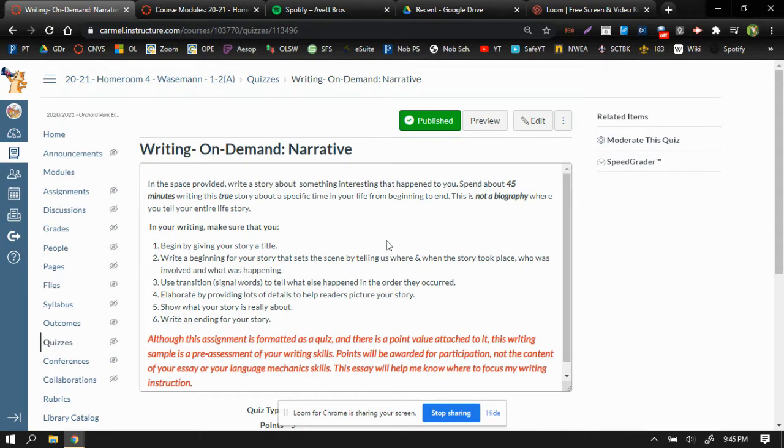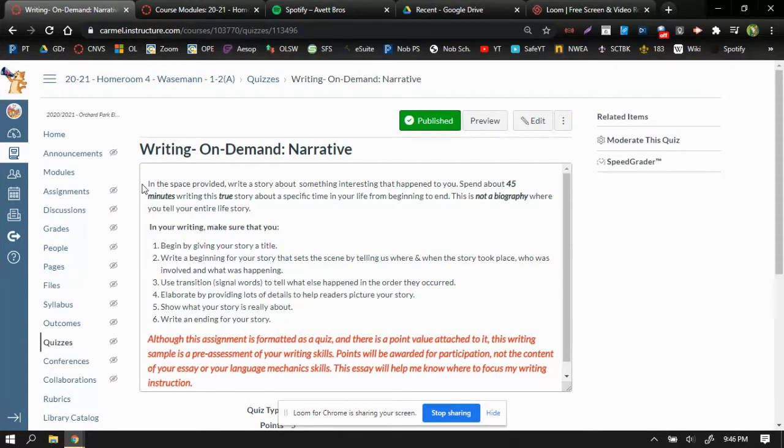On-demand writing is basically where a teacher or someone else gives you the idea of what to write about, and you are to respond within a certain amount of time and following a certain number of requirements. And this on-demand narrative story is what we call a pre-assessment. This is basically for me to get a better idea of what kind of writer you are so that throughout the year I know how to focus my writing instruction to better help you.